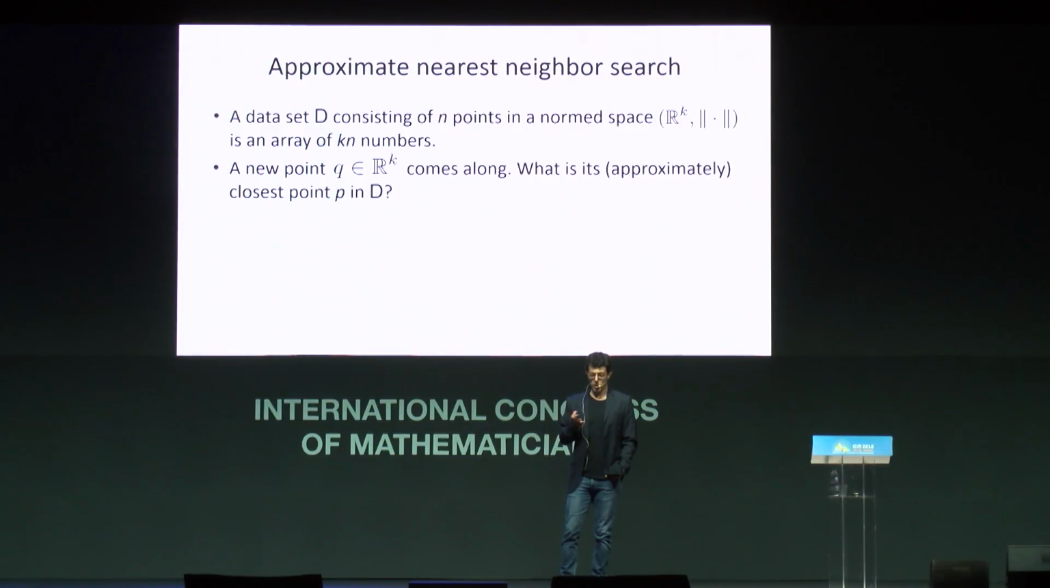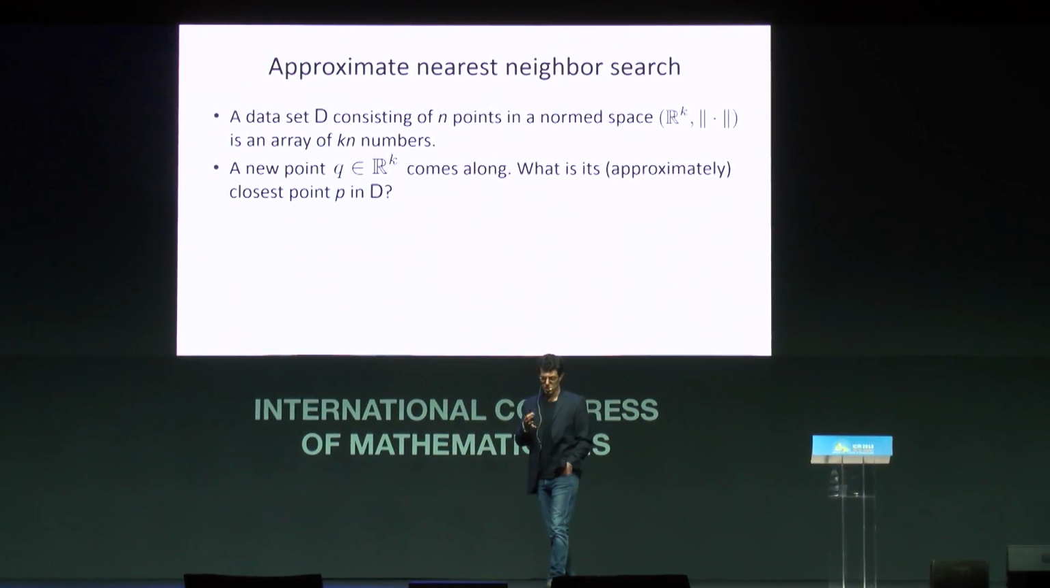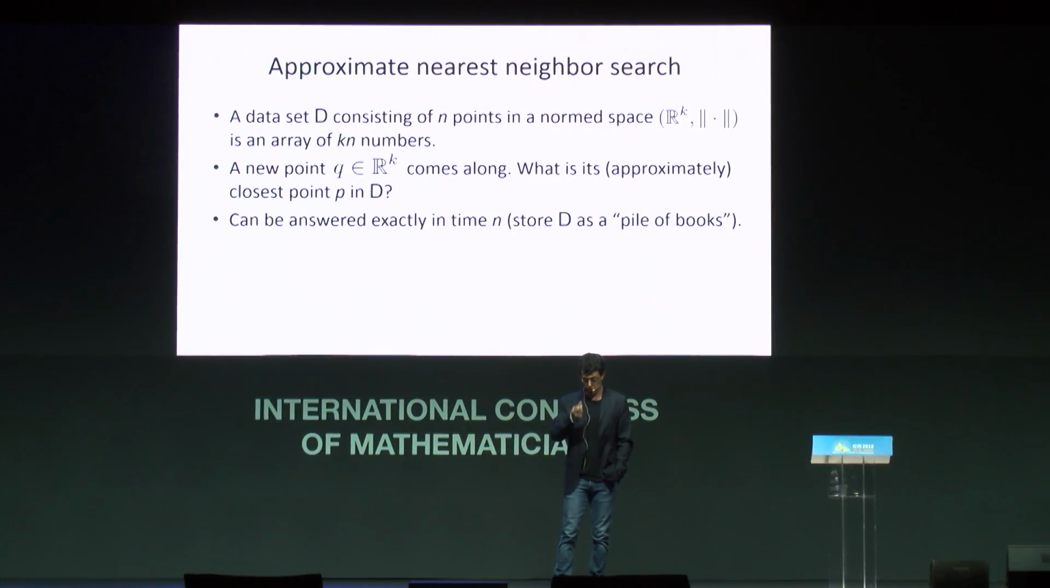And you ask, what is the approximately closest point in your data set? Now, for the Euclidean norm, which I will mention in a second, this was solved, but there are many concrete norms for which it was asked and it was not known whether you can build a clever library. So what do I mean by a clever library?